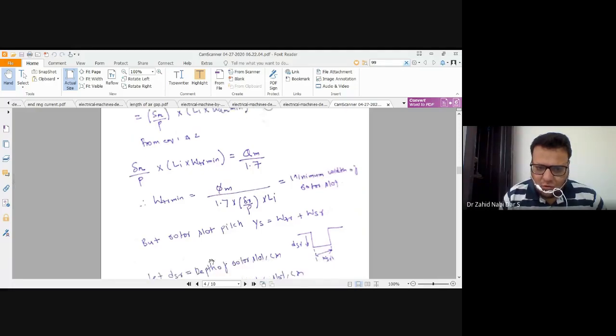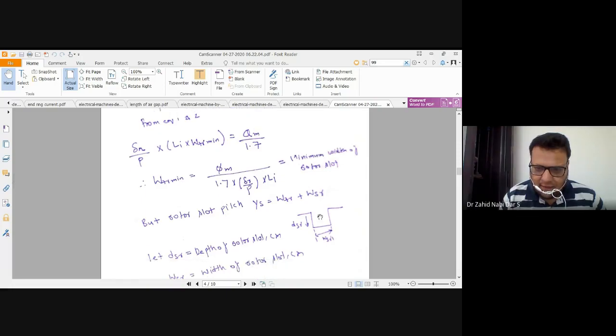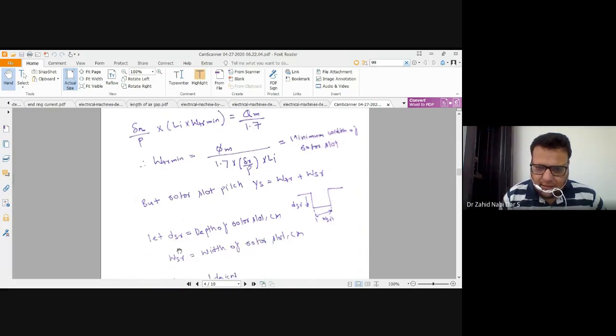And also your rotor slot pitch, that is Ys, is equal to WTR, this width, plus your WSR. So let DSR be the depth of rotor slot in centimeter, and WSR be the width of rotor slot in centimeter.